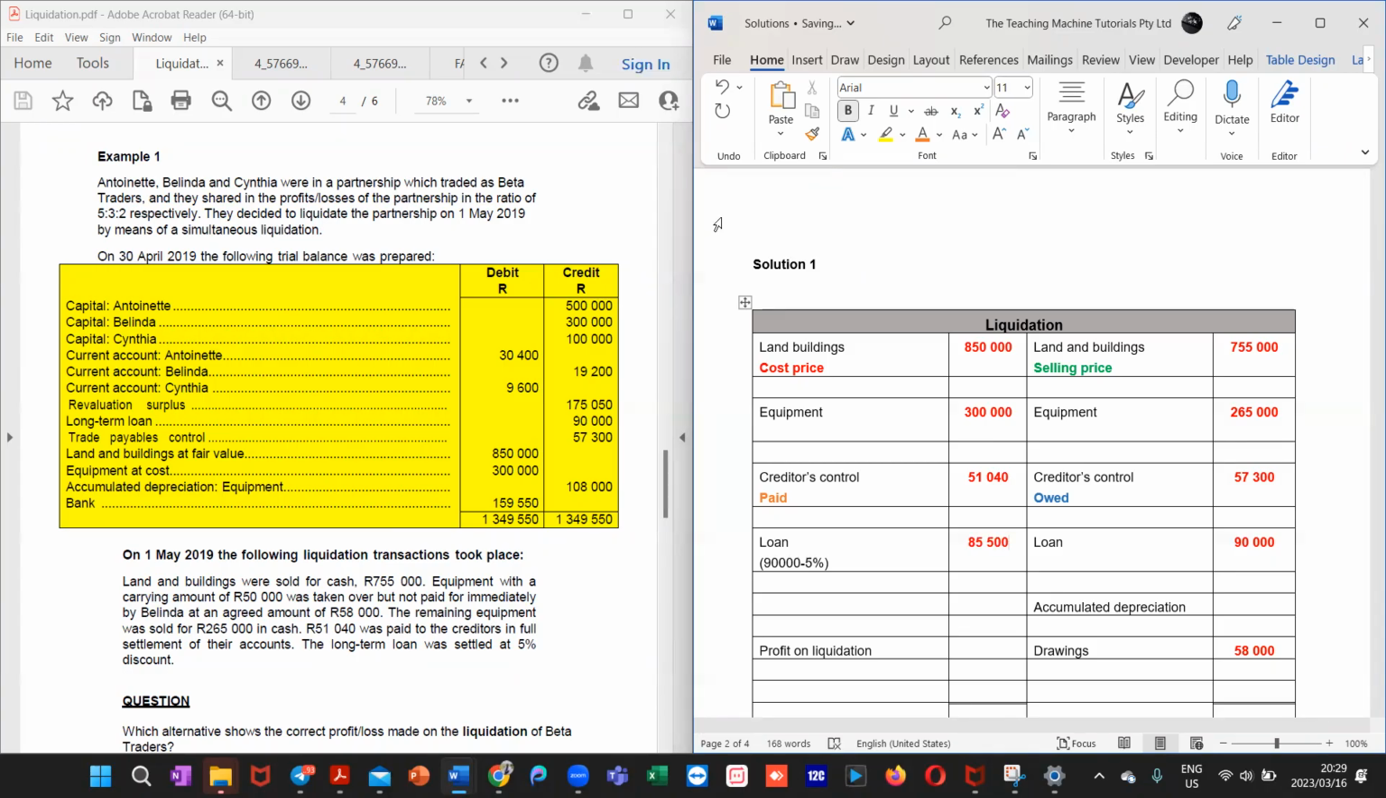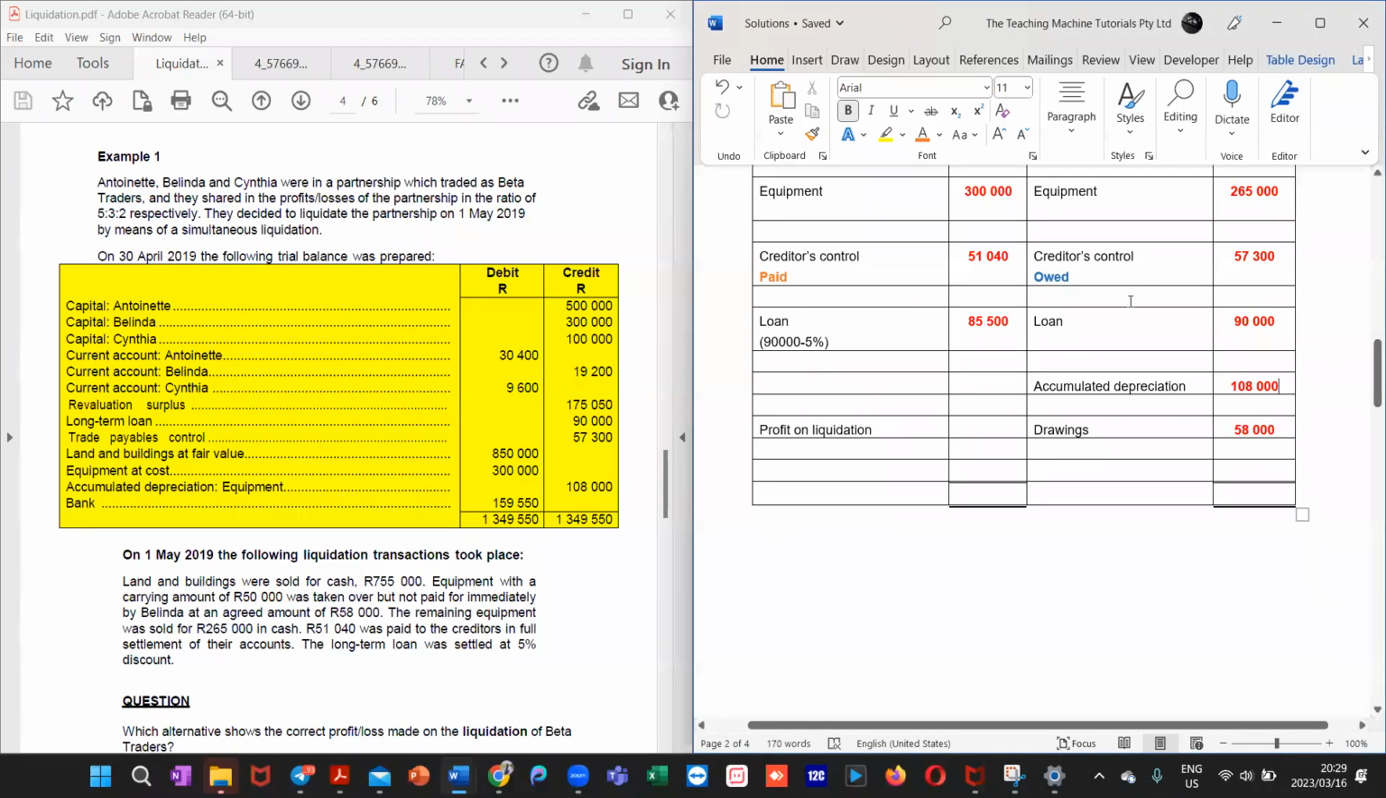Thank you very much, Rendan. And then we have the accumulated depreciation. Accumulated depreciation for equipment is 1,800. What else?